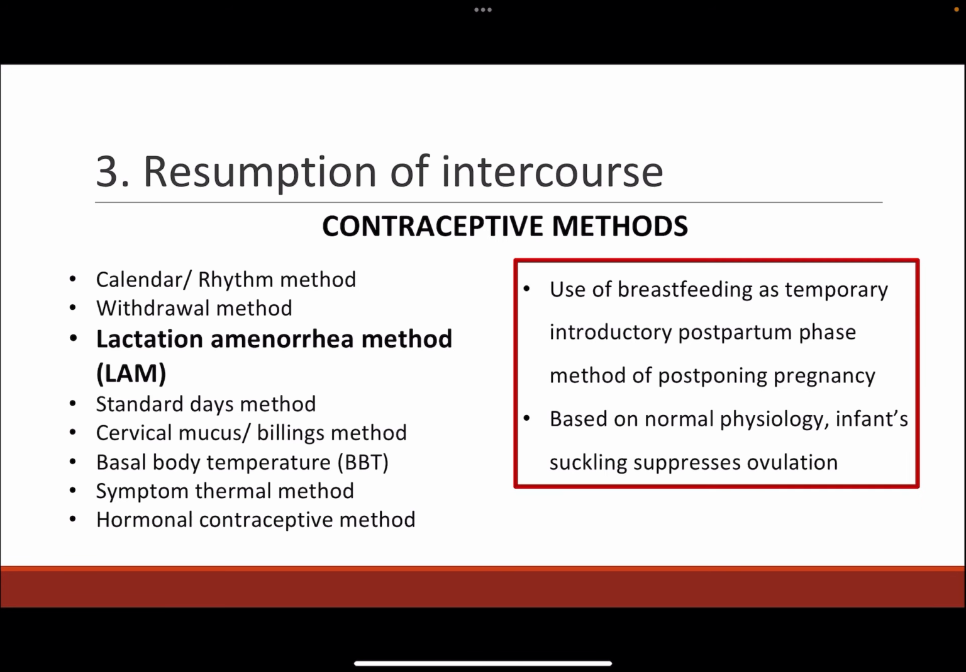Okay. So in the lactation amenorrhea method, it is the use of breastfeeding as a temporary introductory postpartum method of postponing pregnancy, based on normal physiology, where infant suckling suppresses ovulation. So we have also 3 months after birth, when it is safe to have coitus or intercourse.